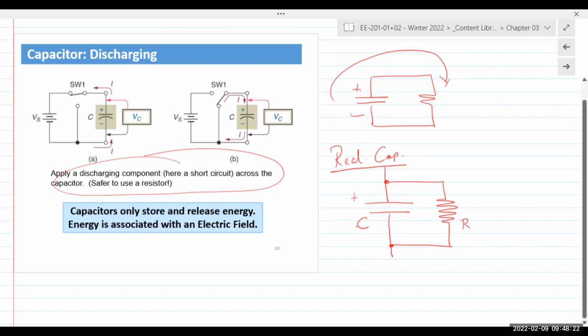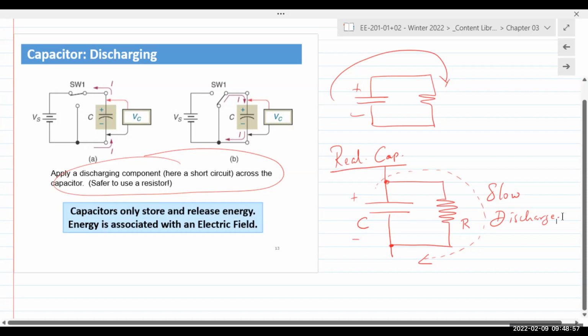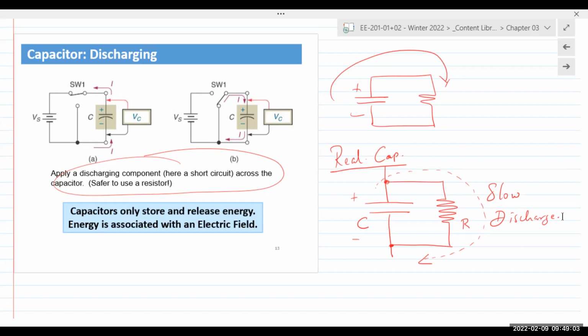So no matter how good or how big of a capacitor you have, eventually it will slowly discharge its stored energy through its internal resistance. Does that make sense? Right? So that's the difference between a real life capacitor and an ideal capacitor. Now, again, we don't have to worry about this model at all. All analysis is hypothetical. It's all theoretical. It's always based on ideal components.